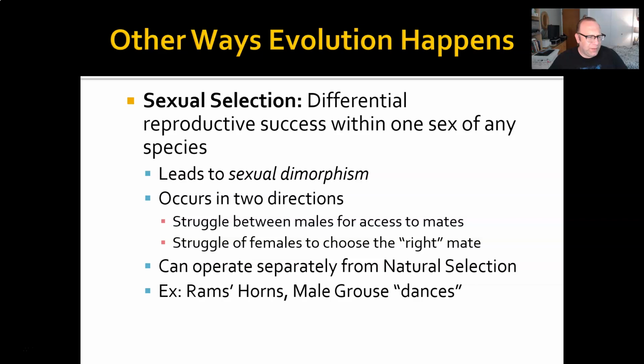Now it occurs in two directions, though. There is both a struggle between males for access to mates, and there's a struggle of females to choose the right mate. This is generally the way that sexual selection is framed. More recently, there's been attempts to also throw into it this idea that these traits may not confer actual advantages on the individual other than just being aesthetically pleasing. And that's a big debate right now.